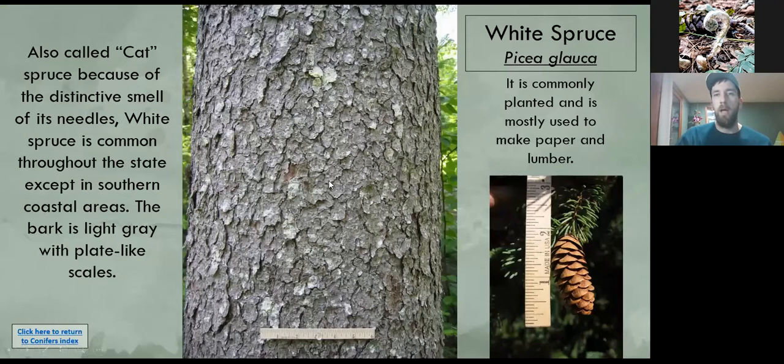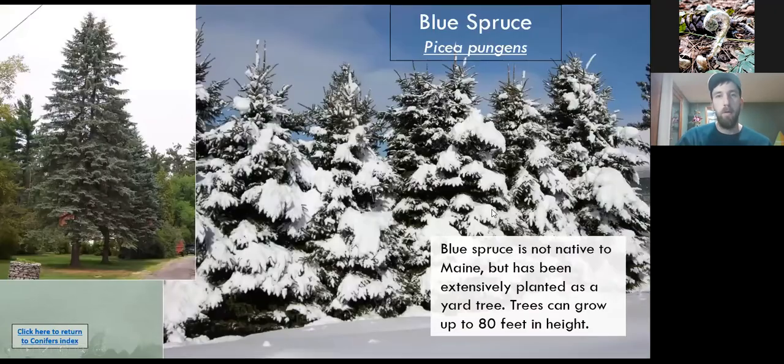So here we're looking at white spruce, with very similar foliage to red spruce. One thing that helps differentiate it from our other spruces is that it has a very distinctive smell when you cut it or crush the needles. People call it cat spruce. If you know what a litter box smells like, when you cut it, it's a similar sort of experience.